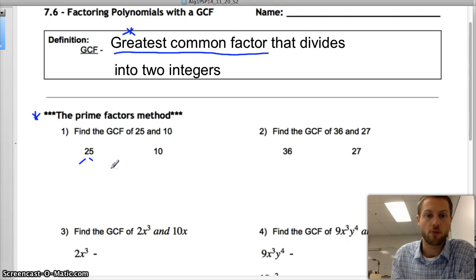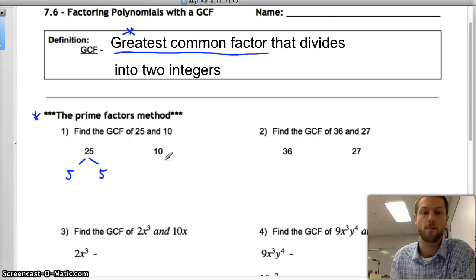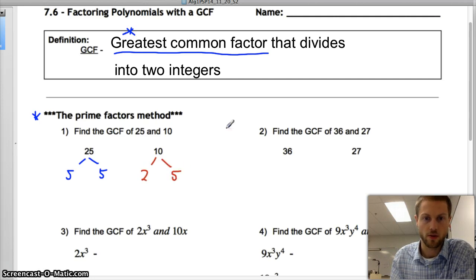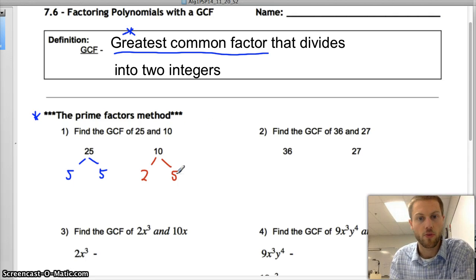So let's break up 25 into, well, really the only two factors it has other than one and itself. We have 5 and 5. So we're done. We can't break that down any further. Those both are prime. And then let's take a look at 10. We can divide 10 by 2, and what's left is 5. And those are both prime numbers also.